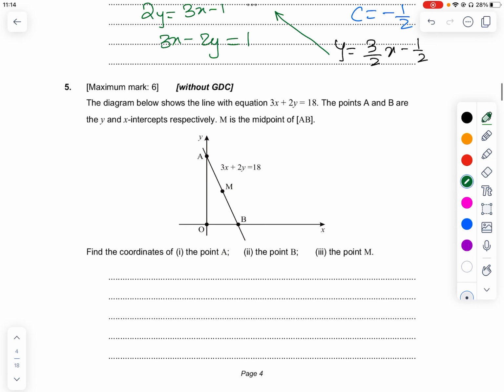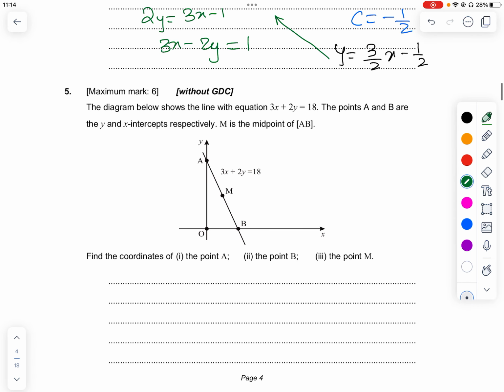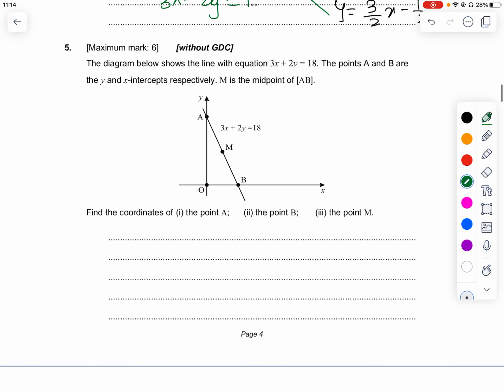Question number 5. The diagram below shows the line with an equation. The points A and B are the x and y intercepts. M is the midpoint of AB. Find the coordinates of A. A is the y-intercept. Y-intercept means x is 0. 0 plus 2y equals 18. Y equals 9. So A will be 0, 9.